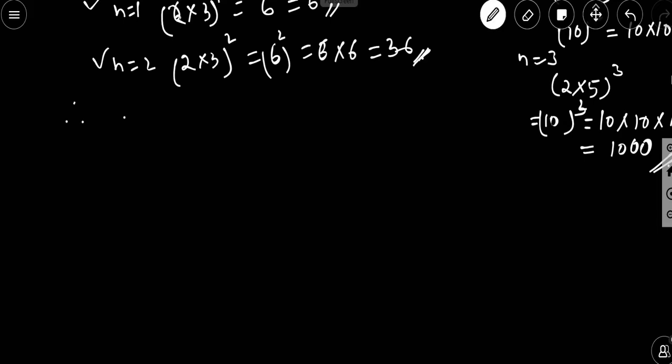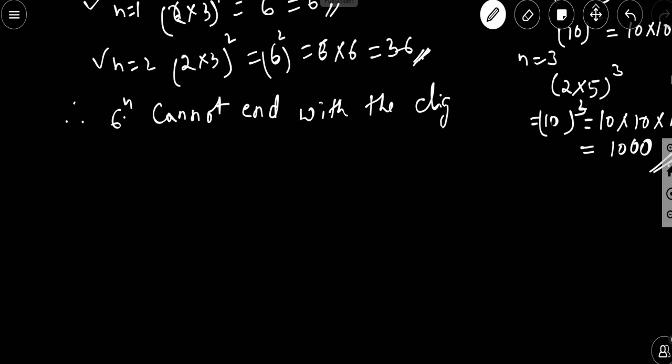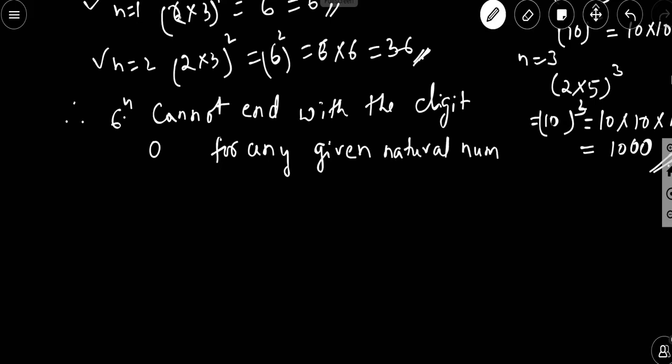Therefore, 6 to the power of n cannot end with the digit 0 for any given natural number. Okay, so this is the solution of your question number 5.